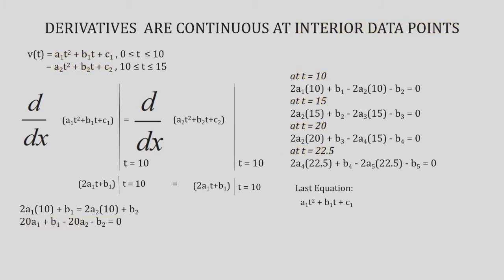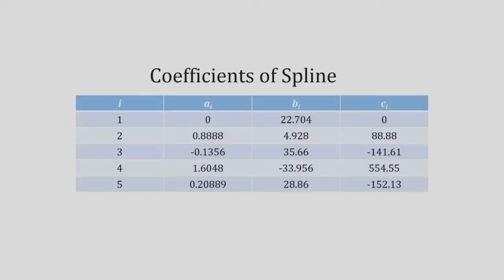So we have 10 equations, and then we got 4 because derivatives are continuous at interior data points. Now the last equation is this guy right here, a sub 1 t squared plus b sub 1 t plus c sub 1. Once we solve the 15 equations and unknowns, we get the resulting coefficients. Okay?